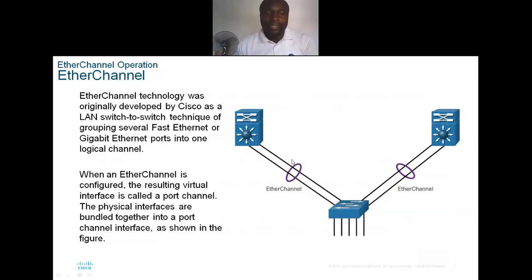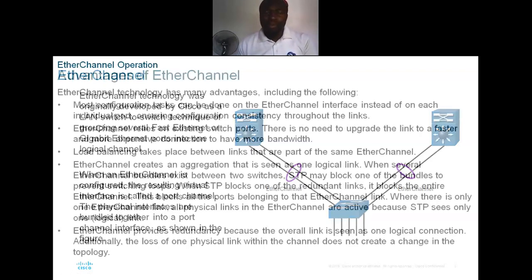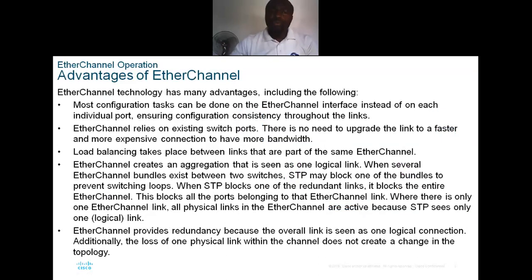When EtherChannel is configured, the resulting virtual interface is called a port channel. The physical interfaces are bundled together into a port channel interface, as you can see here. So you have physical cables, but logically it is going to see it as one particular cable. What are some of these advantages? Most configuration tasks can be done on the EtherChannel interface instead of each of the physical interfaces. Once you have aggregated these physical links into one logical link, all the configurations you're going to be doing are on that one logical link instead of all the physical links.